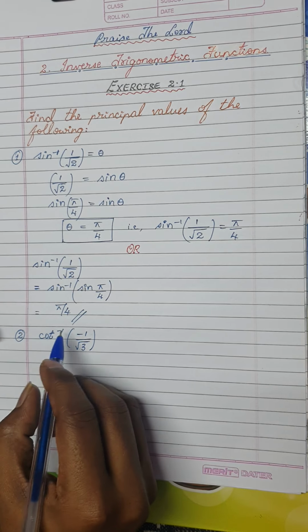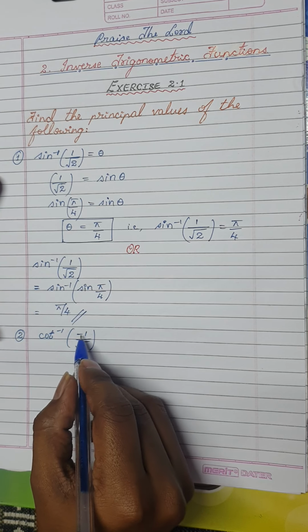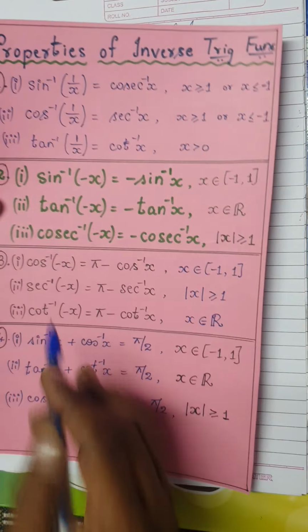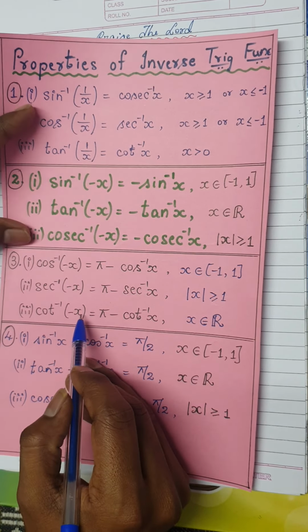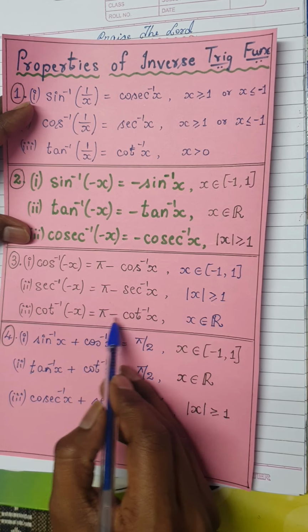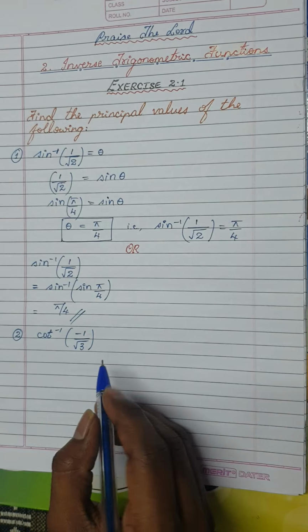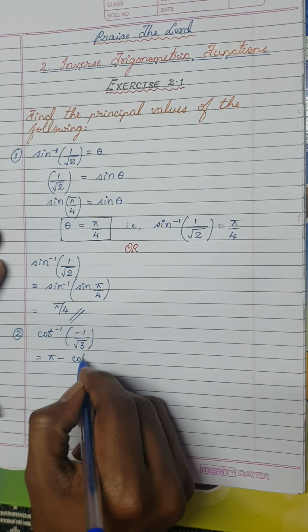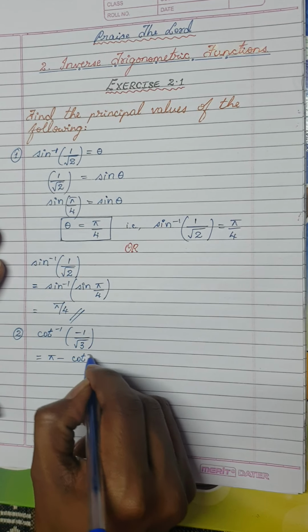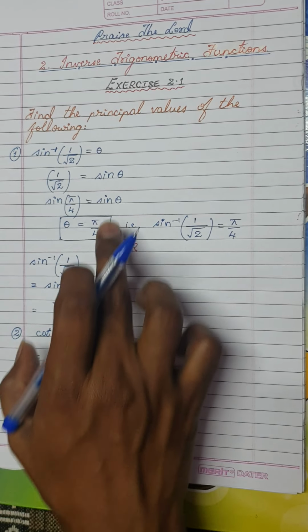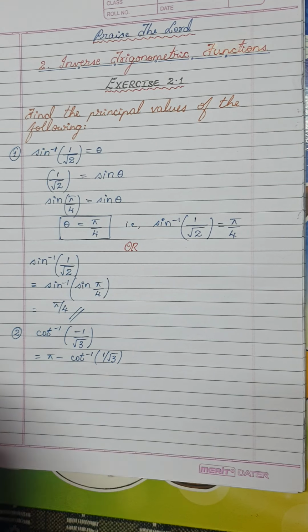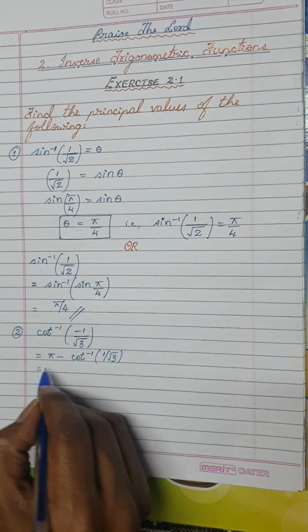I have to find out the principal value of cot inverse of minus 1 by root 3. Remember, this is of the type cot inverse of minus x. Remember, cot inverse of minus x is pi minus cot inverse x. So I am going to write this as pi minus cot inverse of 1 divided by root 3. Remember, you can directly find the value if it is positive. If it is negative, then you have to use the properties of inverse trigonometric functions.